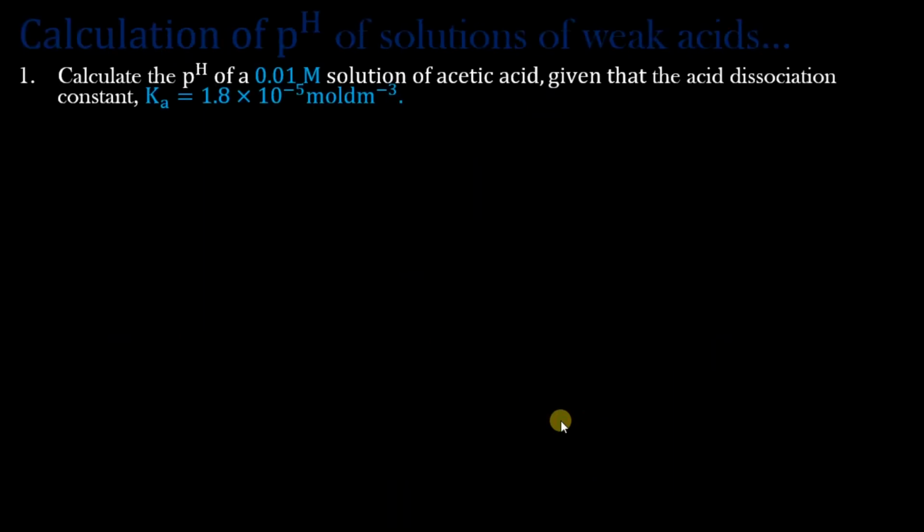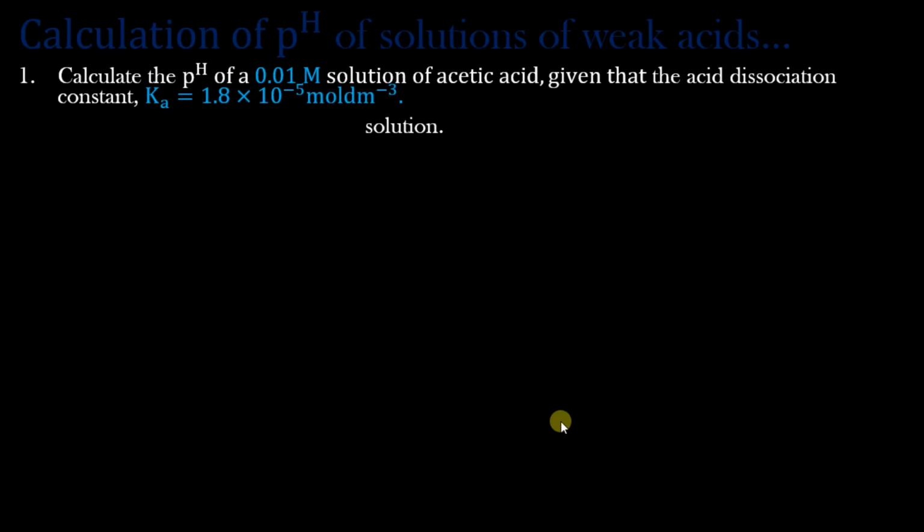So let's look at the first numerical problem that we have at hand. Calculate the pH of a 0.01 molar solution of acetic acid, given that the acid dissociation constant Ka is 1.8 exponent negative 5 moles per decimeter cubed. We have to start by writing our ionization equation.